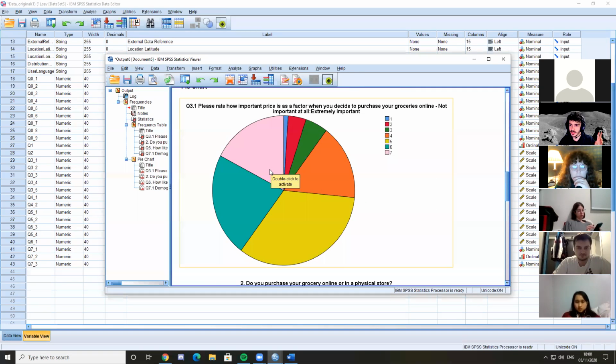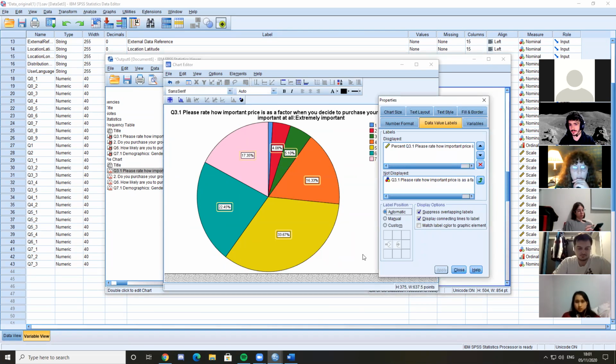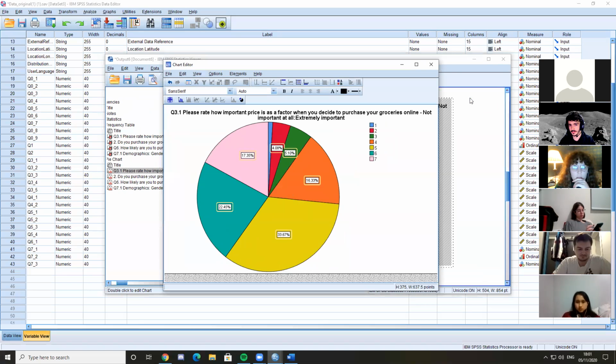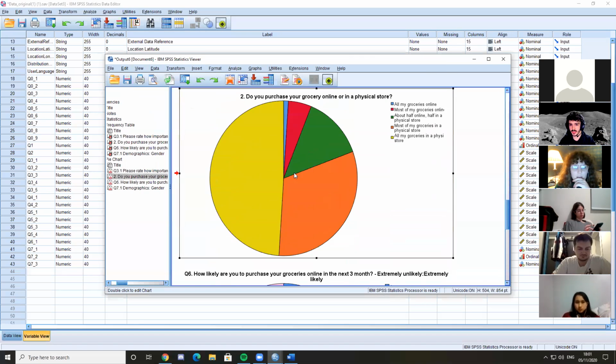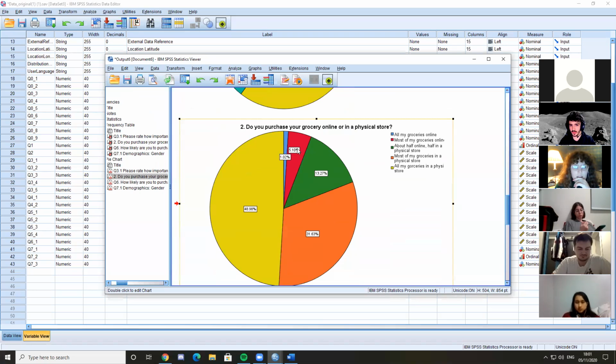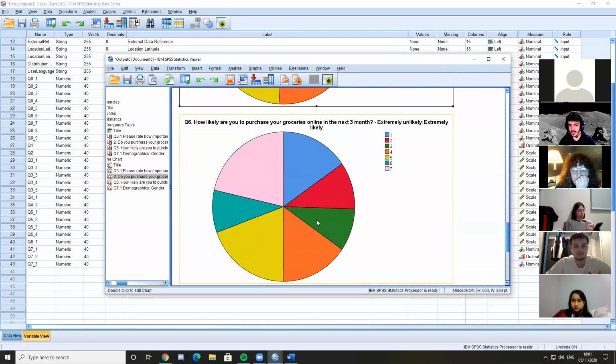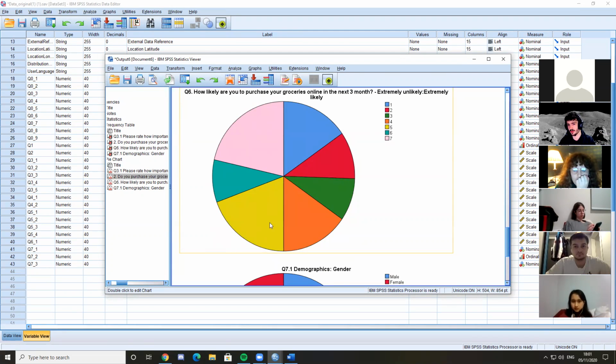Again, you repeat the same process as before. Double click on this one, right click on this one, show data. Close. That's it. Do you purchase in a grocery store? Double click, right click, show data. Close, close. Some people clearly do. That's the answers as well. I believe these are your labels. That's why you need to have your labels. So you're going to have 1 extremely unlikely in this case, 7 extremely likely. So you know most people are extremely likely, or on a 5 scale sort of thing.